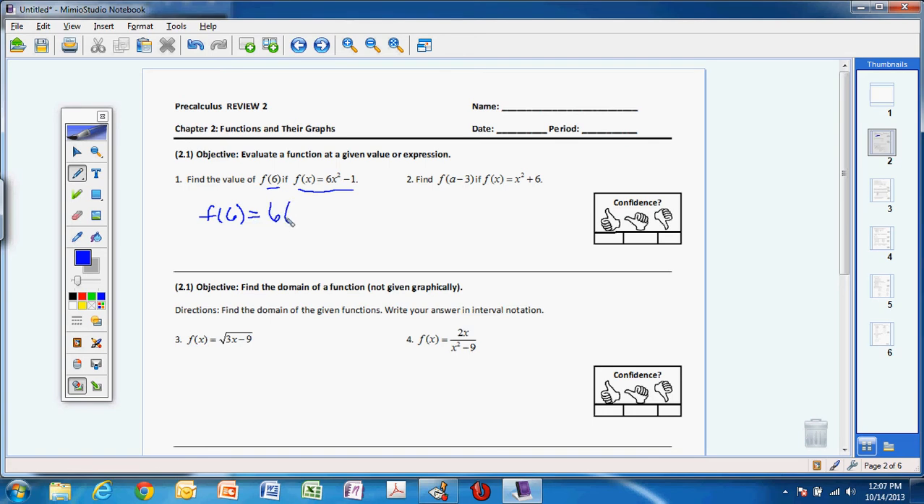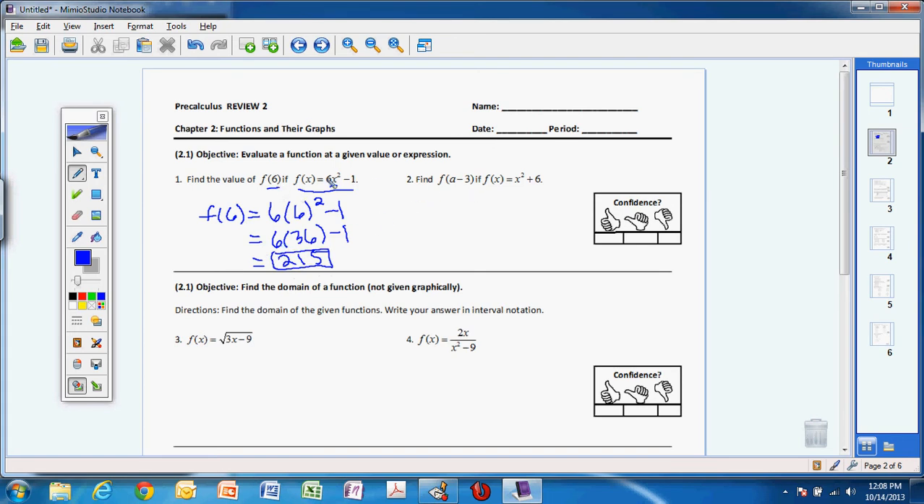From here, all we're going to do is just replace wherever there's an x in our original function, I'm going to put 6 in for it. So in this case, we're going to get 6 times x, which is 6, squared minus 1. And to find the actual value, now we just need to simplify. So from here, we're going to get 6 times 6 squared, which is 36. And then just minus 1. And simplifying even farther, 6 times 36 is 216. Minus 1 is 215. So the value of the function when x is 6 is 215.